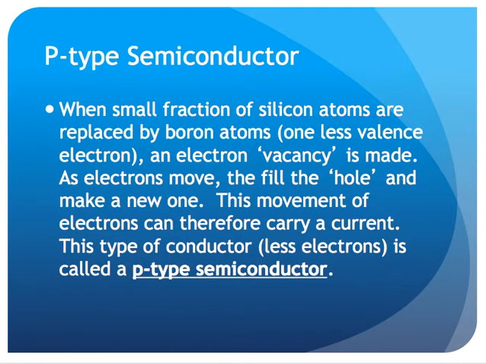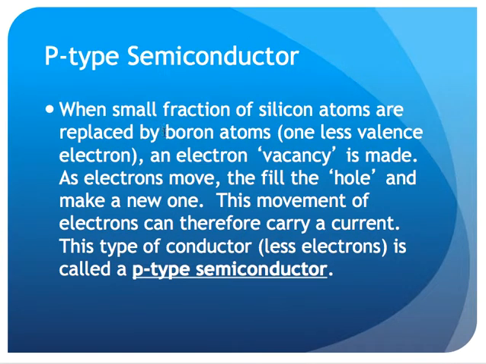Now the other type seems almost counterintuitive. I'm going to take some of the silicon atoms out of the matrix, and I'm going to replace them with boron. And by the way, when I replace the atoms with boron or arsenic, this is called doping. Yep, that's the technical term for it.